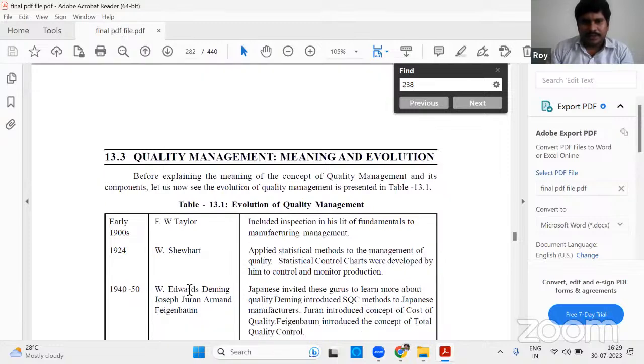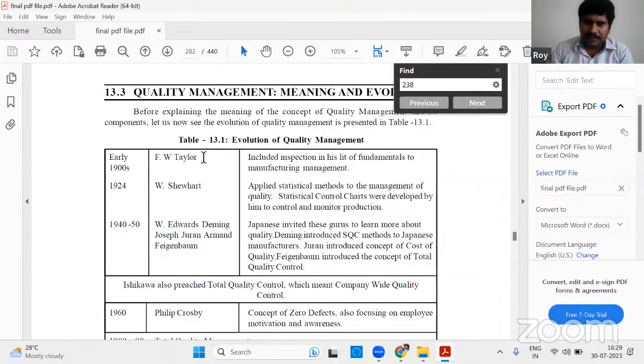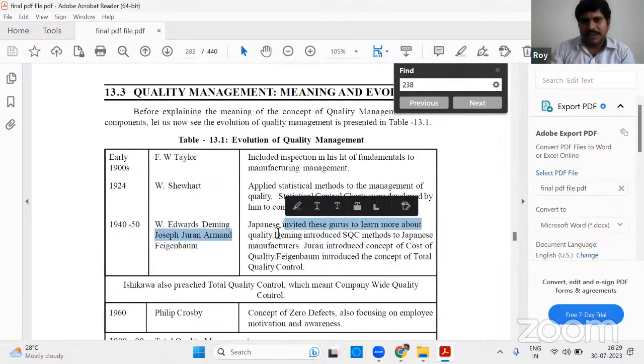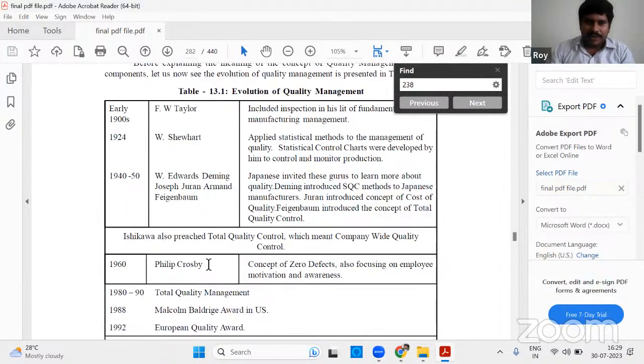Okay, when we discuss quality, we need to remember a few names here. One is F.W. Taylor, who wrote in the 1900s. Then W. Edwards Deming. When we see a few tools in this 13th unit, you will see his name, and you will see Japanese words frequently, because these people introduced a lot of methods for quality checking. Another important name is Philip Crosby, who introduced the concept of zero defect.